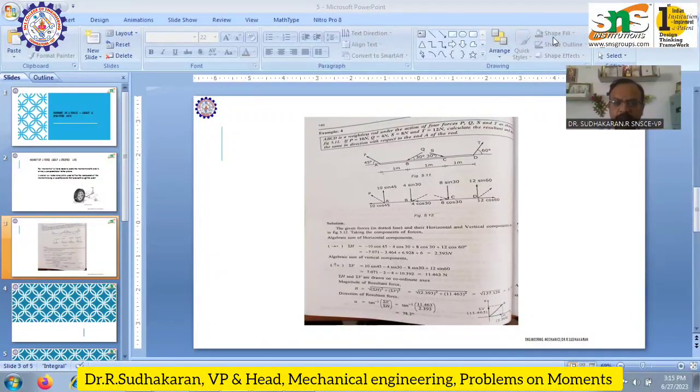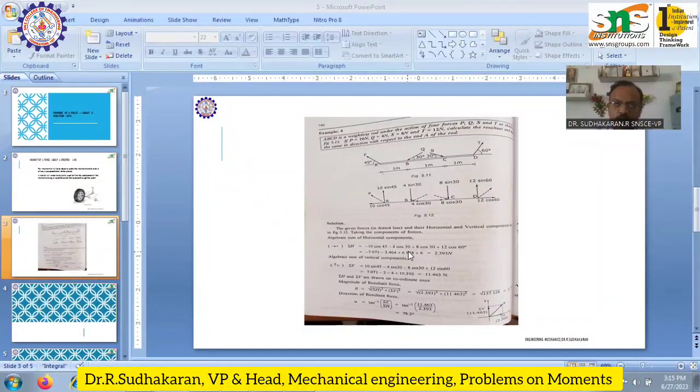Similarly, at point C, I am resolving the force into two components: 8 sin 30 acting vertically downwards and 8 cos 30 acting towards the right. Now the last force, that is the 12 Newton force: 12 cos 60 acting towards the right and 12 sin 60 acting upwards. Now I have resolved all the four forces into their horizontal and vertical components.